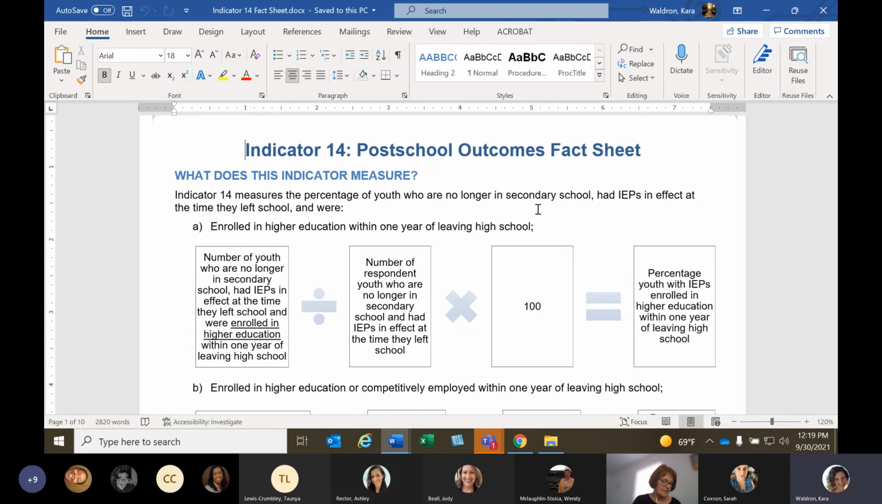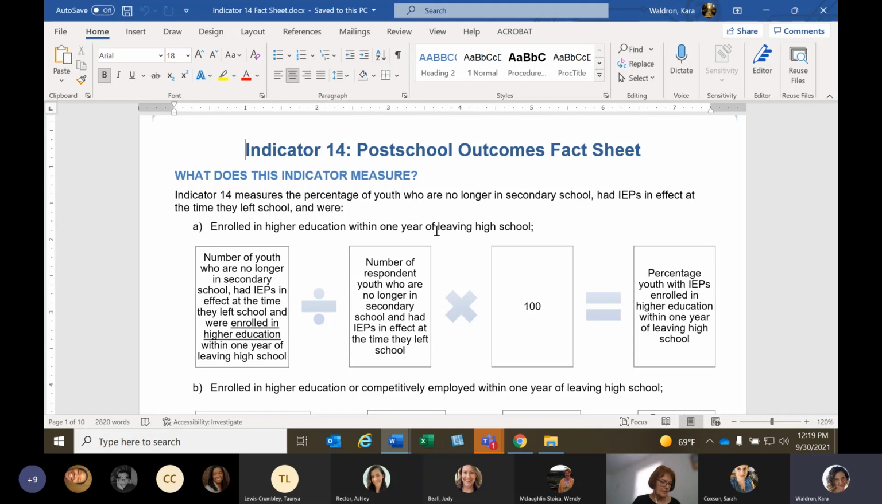The thing to note right off the bat about this indicator that can be confusing, but once you kind of get a handle on it, you do get used to it. It is cumulative in nature, and so it builds upon itself. So it starts with 14A, the rate of students with disabilities who are enrolled in higher education 1 year after leaving high school. We'll break down the definition of each of these terms next, but just to kind of capture the cumulative nature here.